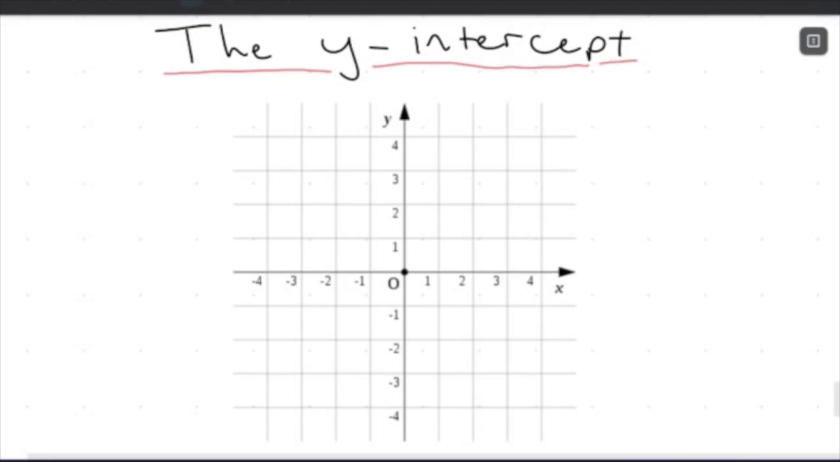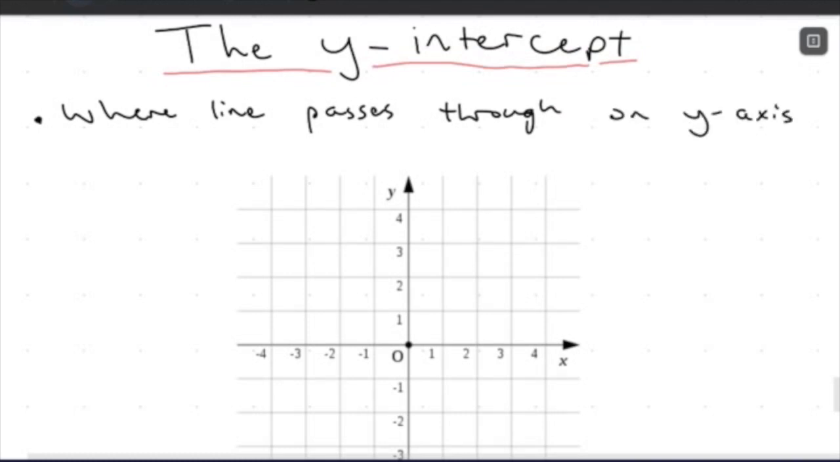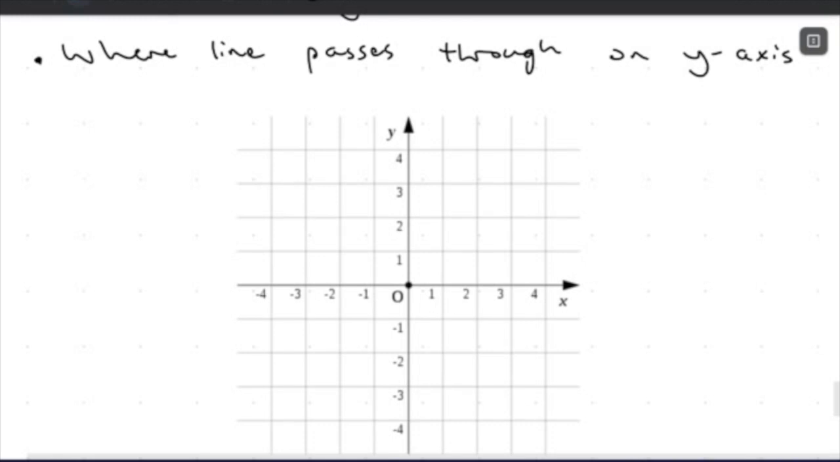Now today we're talking about another element in linear graphs and linear relationships, and this is the idea of the y-intercept. Just for a little definition of what this actually means, the y-intercept just means where the line passes through on the y-axis.